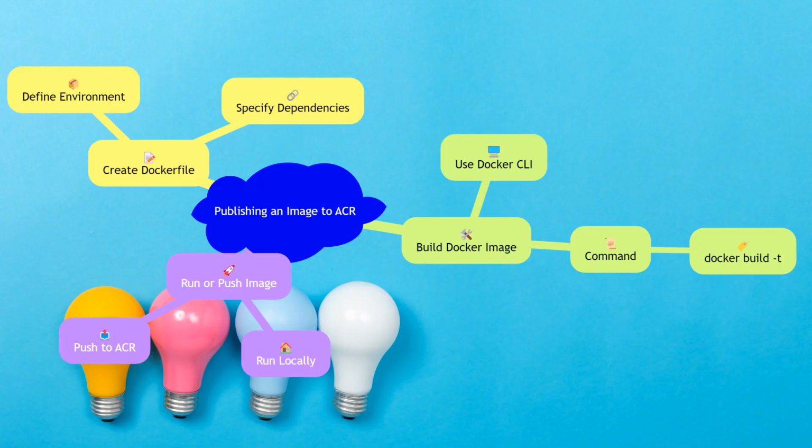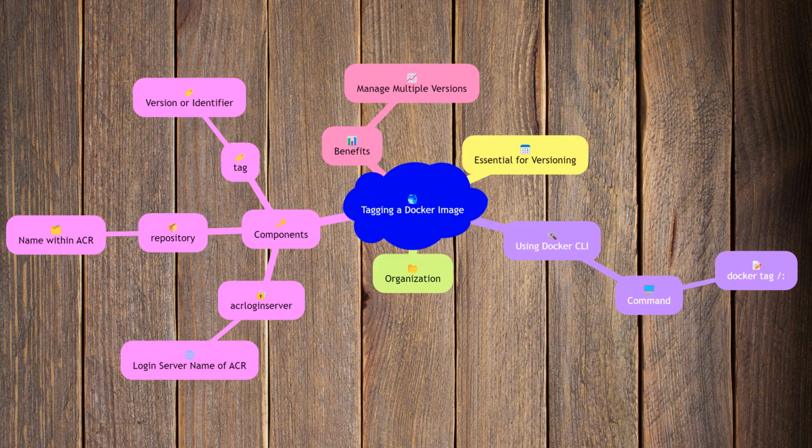Before publishing an image to ACR, you need to create a Docker image. This involves writing a Dockerfile that defines the application's environment and dependencies. Once the Dockerfile is ready, you can build the image using the Docker CLI with the command docker build -t image-name. This command will create a Docker image that can be run locally or pushed to a container registry like ACR.